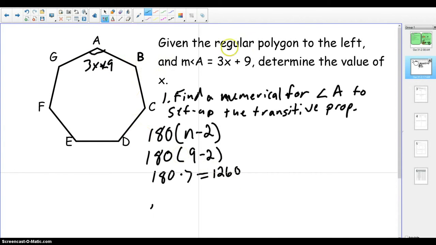But we also know that this is a regular polygon. So that means that all of these angles are equal. So based on that, we know that 1260 equals 9, because there's 9 angles that are all equal to A. So it's 9 times the measure of angle A. So to figure out what A is, we divide 1260 by 9.